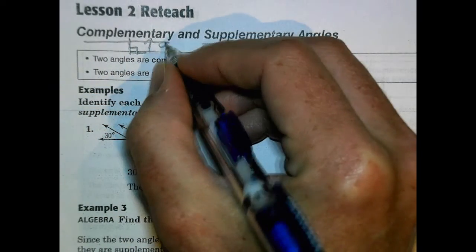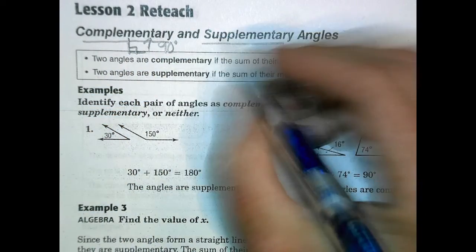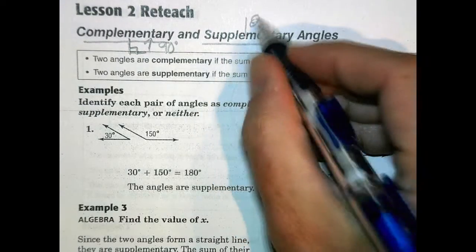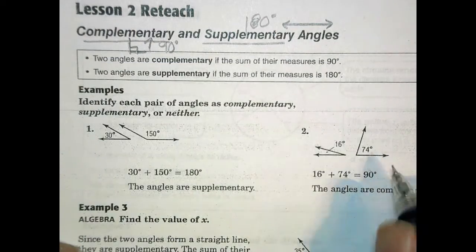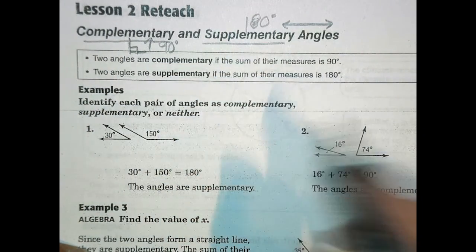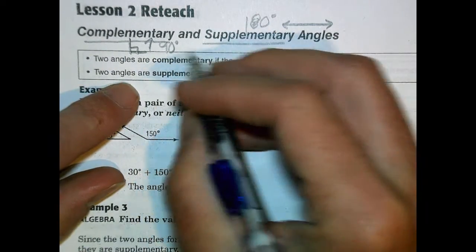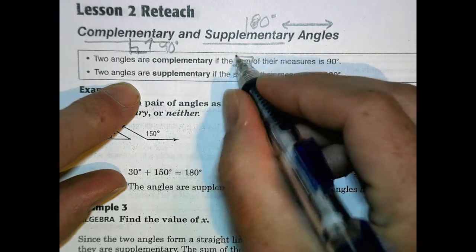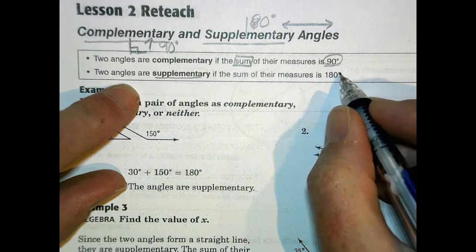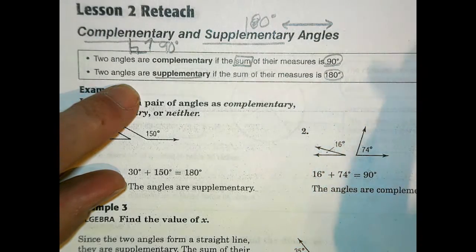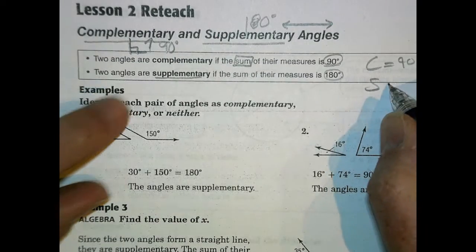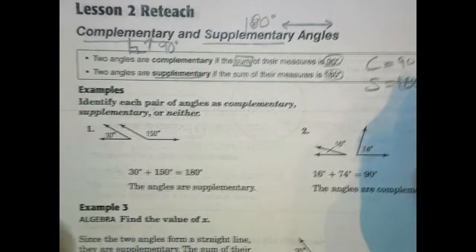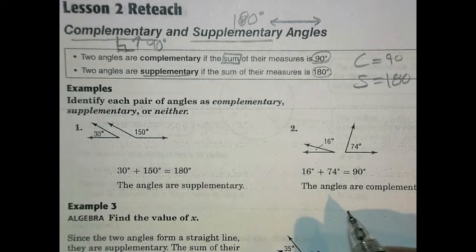So complementary deals with 90-degree angles. Supplementary means you're dealing with 180 degrees or a straight line when it's all said and done. Okay, so those are the two things we're talking about here. Two angles are complementary if the sum of their angles is 90, and two are supplementary if the sum of their angles is 180. Okay, so complementary is going to be equal to 90, supplementary is going to be equal to 180.